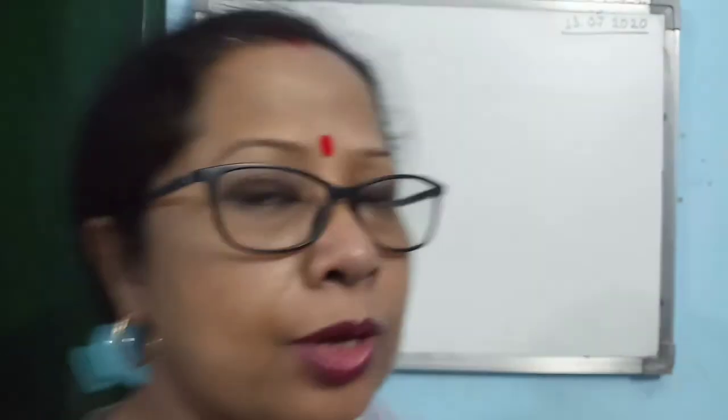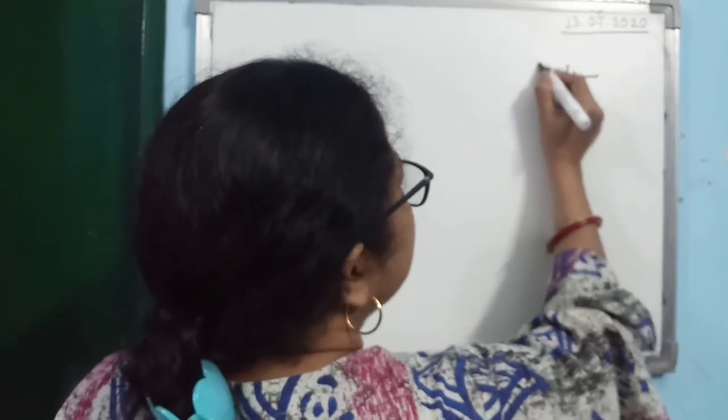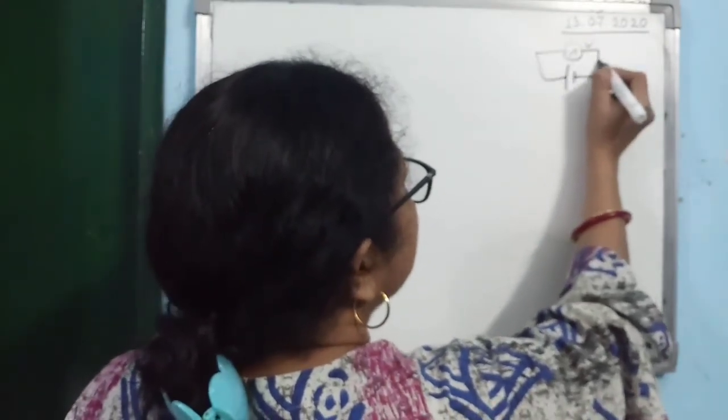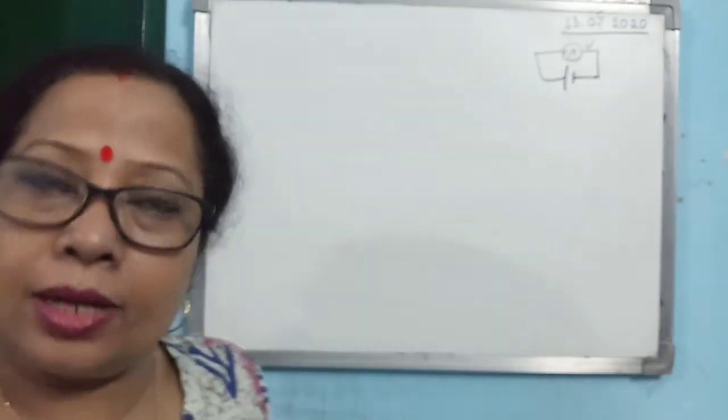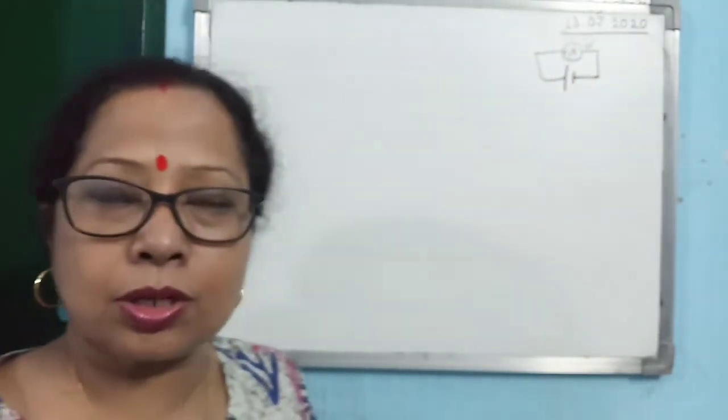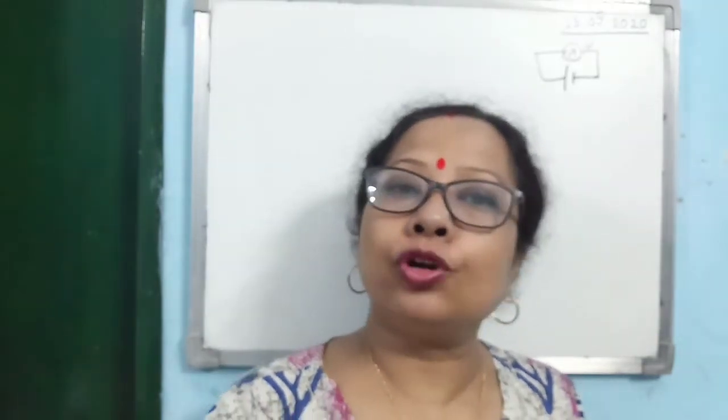Now here I said that EMF of the cell you are measuring by using a potentiometer. Now you could have asked me, Miss, why can't we take a voltmeter and connect it across the terminals of the cell, then directly take the reading and find the EMF of the cell? Yes or not? That could have been done, but we have not done this. To find the EMF of the cell, we have used the potentiometer. Why? Because potentiometer is more sensitive, more superior than voltmeter.